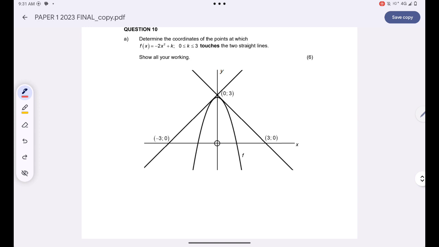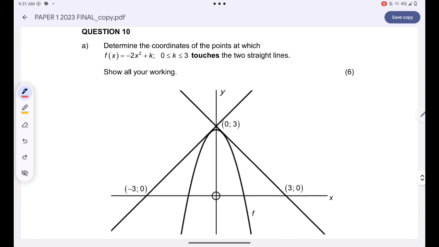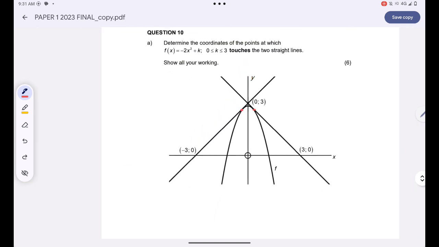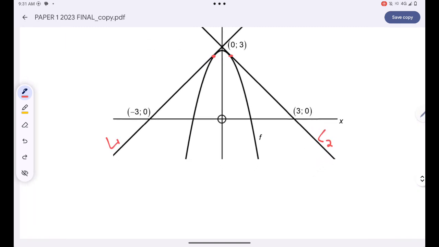Okay, we are supposed to determine the coordinates at which f of x touches the two straight lines. We are supposed to find the coordinates at which the graph of f of x is tangential to these two straight lines. Are you together? Okay, how can we do so? Firstly, we can find the gradient of each line. If this is line 1 and that is line 2, let's deal with line 1 first.